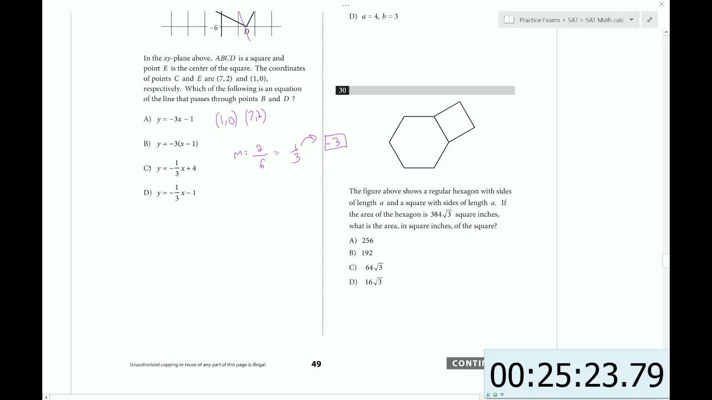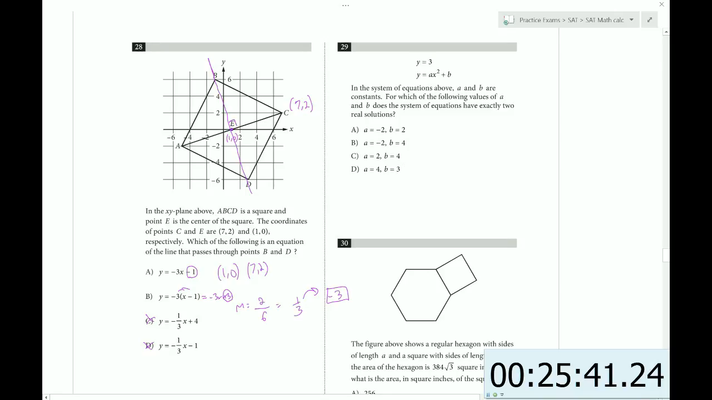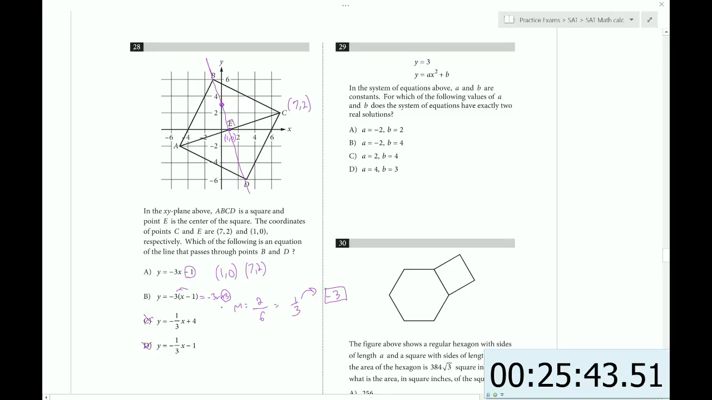So choices C and D are out. Now we just need to get the y-intercept. If you notice, if you distribute the negative 3 through here, this will equal negative 3x plus 3. So it's either negative 1 or plus 3 for our y-intercept. And as you can see, it seems to cross at plus 3. So let's go with choice B.